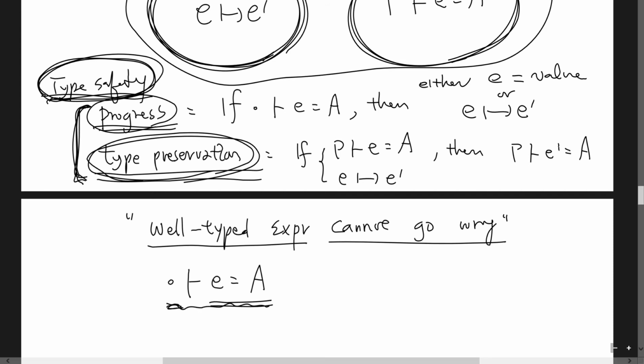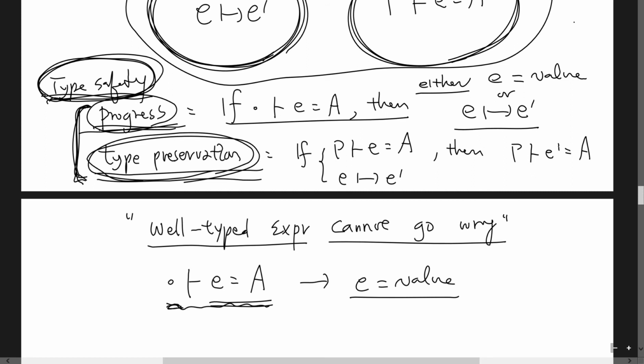Now we have this well-typed expression. Then thanks to this progress property, either it is already a value, in which case we are finished, because there's no need to further reduce this expression. Or there's another expression, e prime, such that it reduces to e prime. So one of these two should be the case.